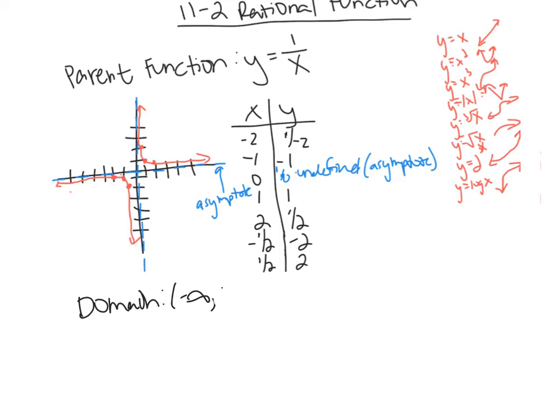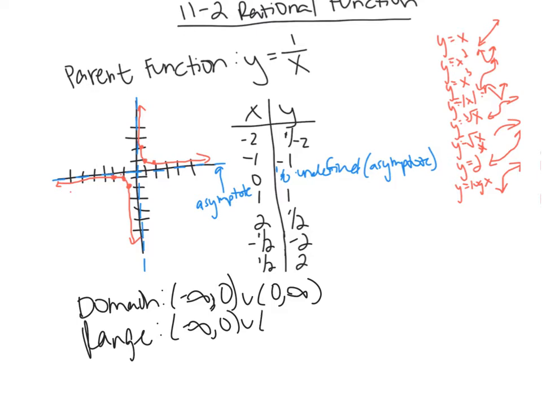We can go all the way to 0. It's not going to touch it. It's going to get really, really close, unioned with 0 to infinity. What about my range? Range is the same thing, because I have not only a horizontal asymptote at 0, I have a vertical. My range is also -infinity to 0, unioned with 0 to infinity.